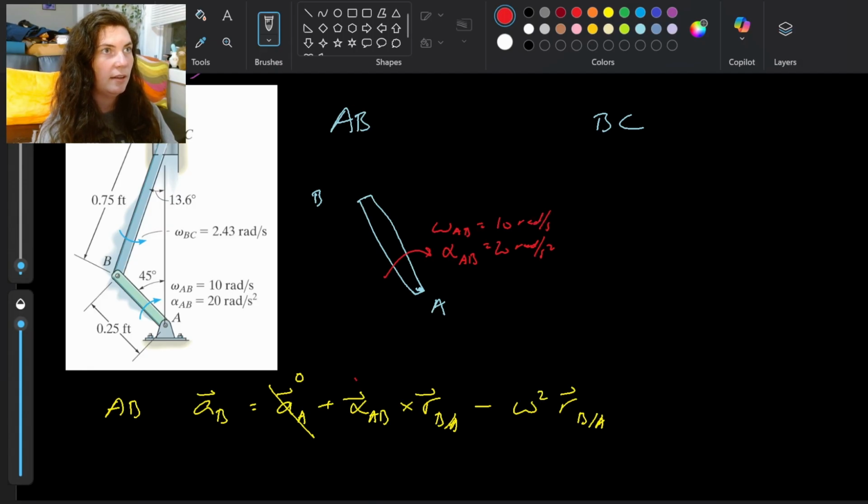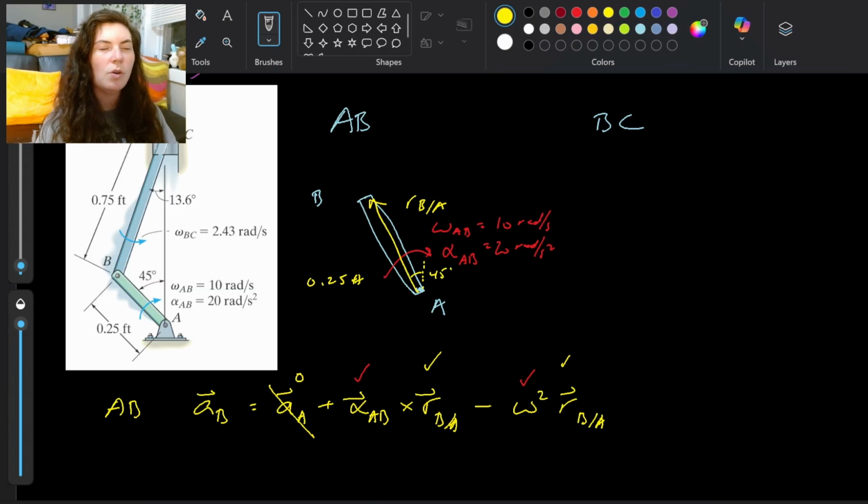So that means we have omega, and r_B with respect to A, that's going to be our vector from A to B. Back to A, and this angle here is a 45-degree angle. And this rod is 0.25 feet long, so we can find our r_B with respect to A. All right, that's easy enough. We can find that, and that's all we need. Those are all of the ingredients that we need to find that acceleration of B.